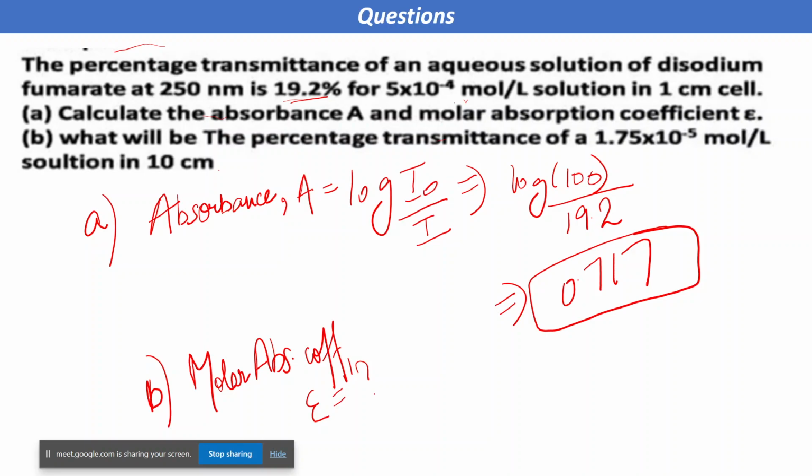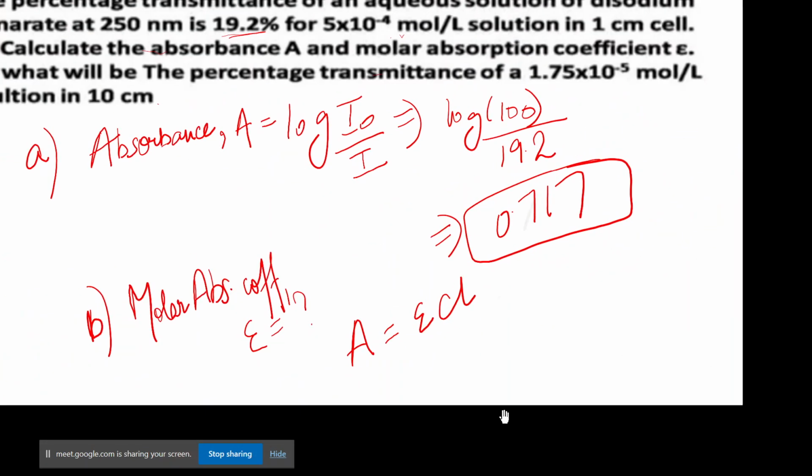Now in the second part, you have to calculate the molar absorption coefficient E, that is, the molar absorptivity. That means how strongly a molecule absorbs light. You know that A equals ECl, where A is the absorbance, E is the molar extinction coefficient, C is the concentration, and L is the path length. So you have to calculate E.